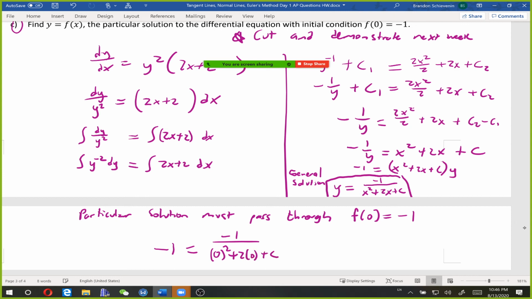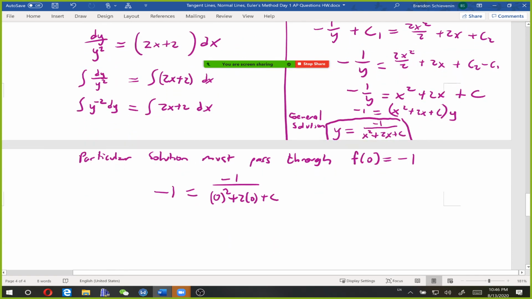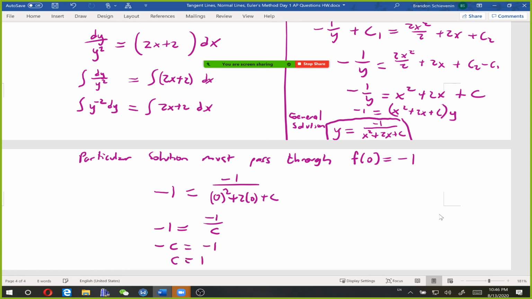So in that case, we're back to Aileen. We'll need to solve for what c will make it so that this general solution also passes through our point. Okay, so looking at this, what should c be? 1. 1, perfect. If I simplify this, this is negative 1 over c. Therefore, negative c equals negative 1, or c equals 1. Okay, so our particular solution.